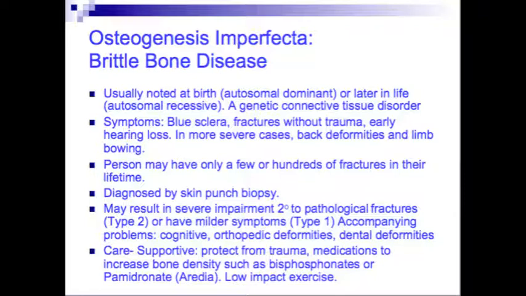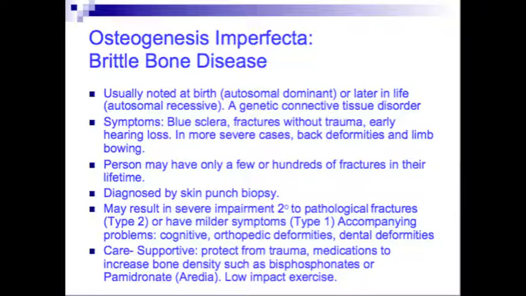The symptoms you see in a child with OI are a blue-looking sclera, fractures that occur without trauma, early hearing loss, and in the more severe cases, you will notice back deformities where the spine begins to curve, and limb bowing in those children. A person may have only a few or hundreds of fractures over their lifetime. So I guess the severity of it varies a lot.